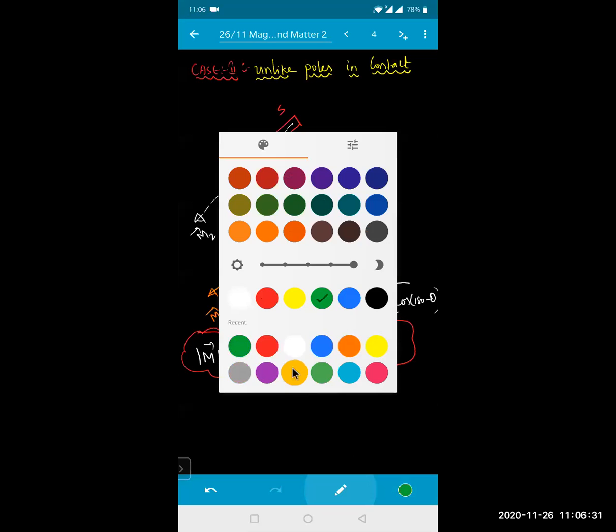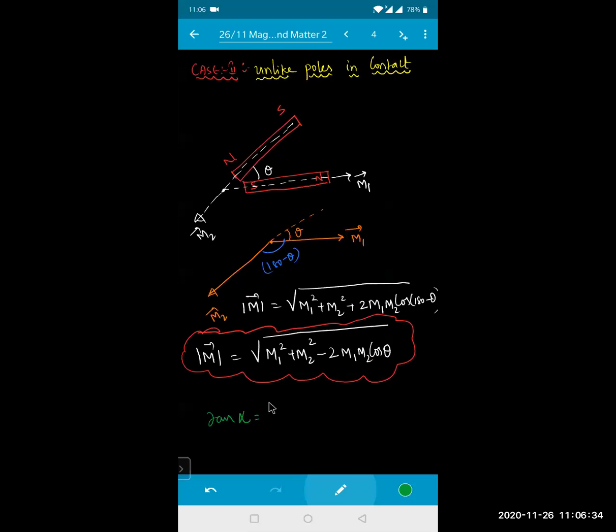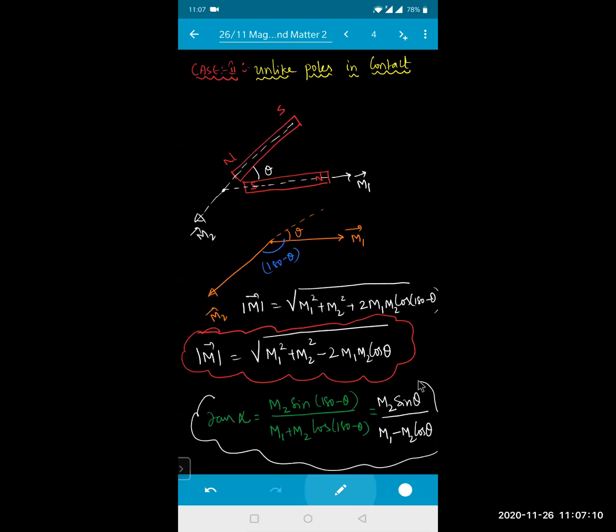Now, how do you write the angle, can anyone say? tan alpha is equal to M2 into sin 180 minus theta divided by M1 plus M2 into cos 180 minus theta. So this becomes M2 sin theta divided by M1 minus M2 cos theta, since sin 180 minus theta is sin theta and cos 180 minus theta is minus cos theta. So this will be the angle made in the given consideration.